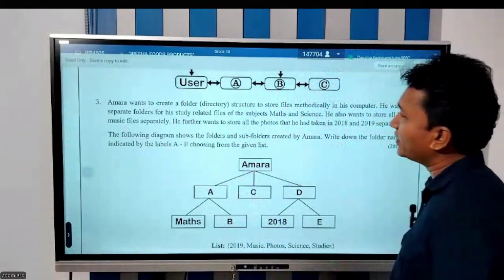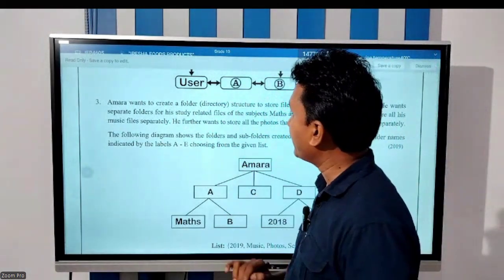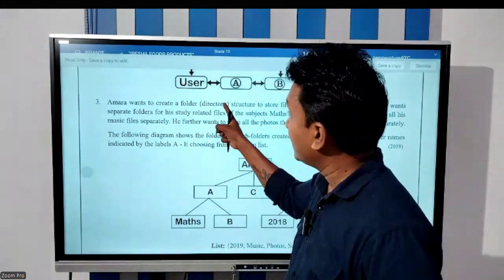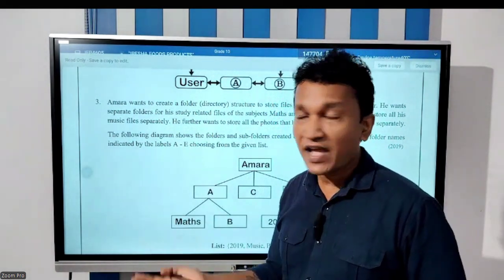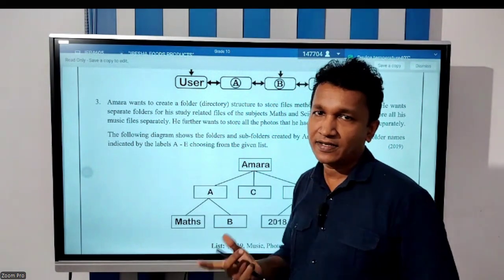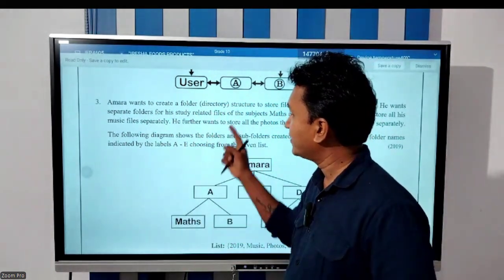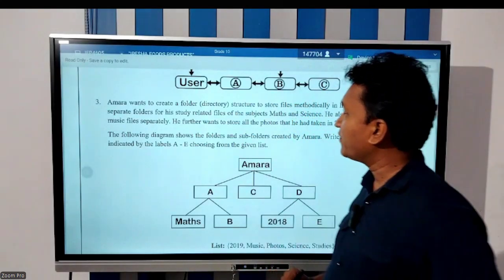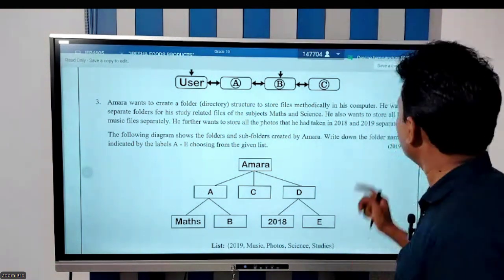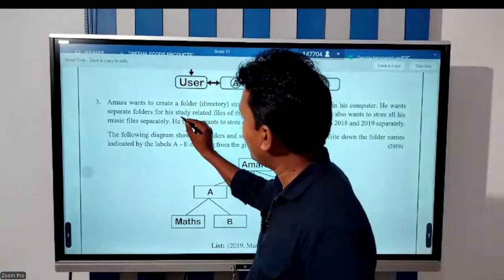Amara wants to create a folder or directory. What is the meaning of folder, and why is directory given in brackets? Normally in Windows operating system we have folders, but in Linux operating system we don't have folders, we have directories. That's why they mention it within brackets. It can be either a folder or a directory. Amara wants to create a folder or directory structure to store files methodically in his computer. He wants a separate folder for his study related files.